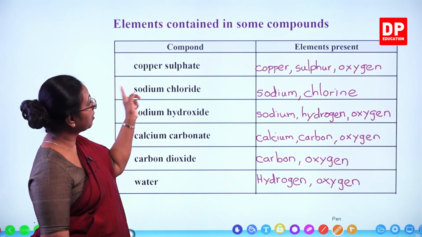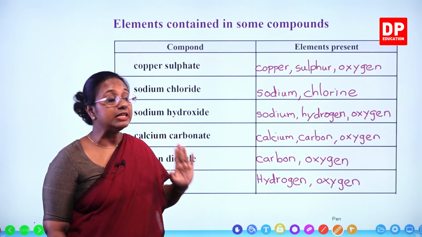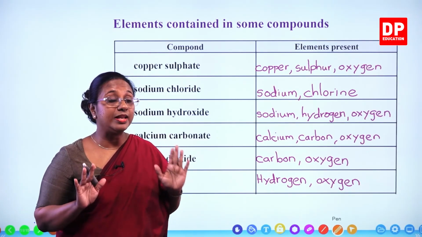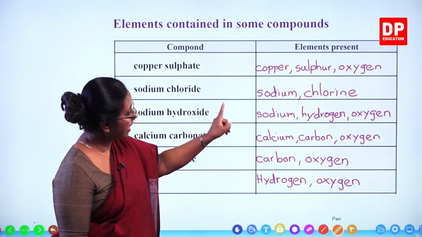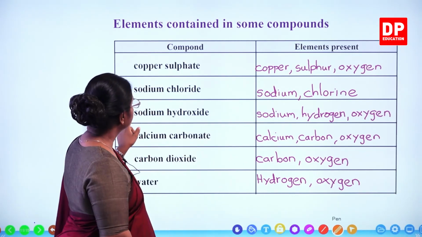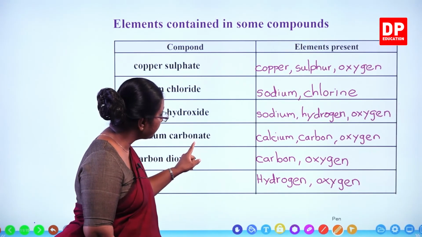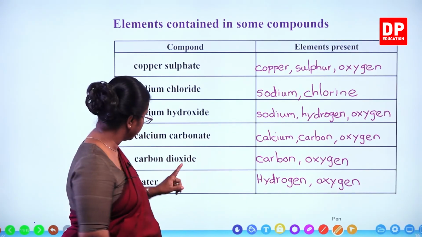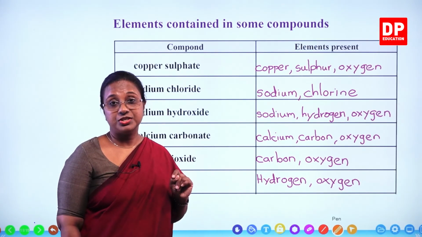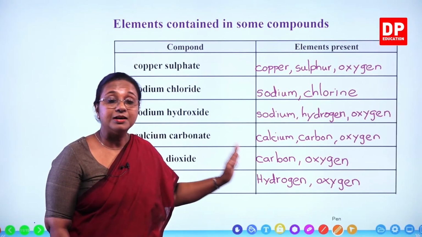Look at the compounds. Copper sulfate. Copper, sulfur, oxygen. And students, when you write the names of compounds and elements, you'll have to write the correct spellings. That's very, very important. Copper, sulfur, oxygen. Then we have sodium chloride, sodium and chlorine. Sodium hydroxide, sodium, hydrogen and oxygen. Then calcium carbonate, calcium, carbon and oxygen. Carbon dioxide, carbon and oxygen. Water, hydrogen and oxygen.